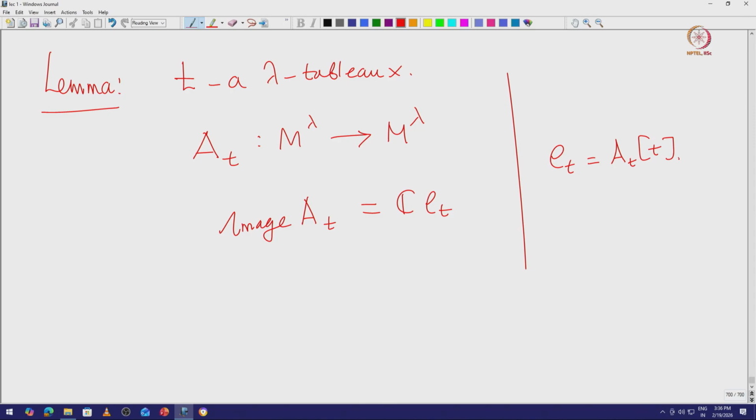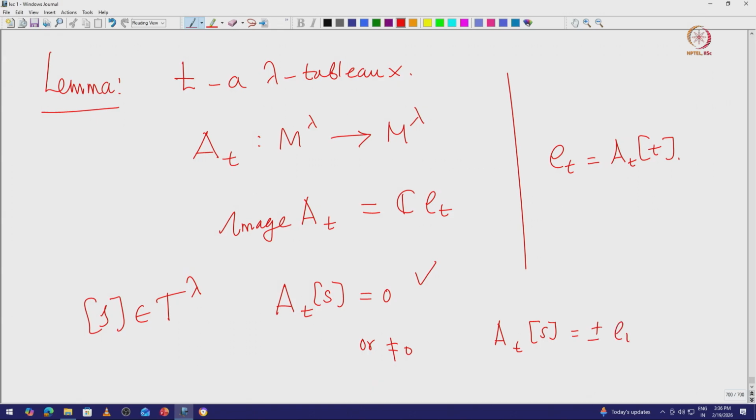Now if we take any other element, for example some S coming from this lambda tabloid, then we know that either A t S is going to be 0 or non-zero. In the 0 case we do not care, and when it is non-zero, then using the earlier lemma we see that this A t S is nothing but plus or minus of E t. So that completes that the image of A t is nothing but this one dimensional space E t.